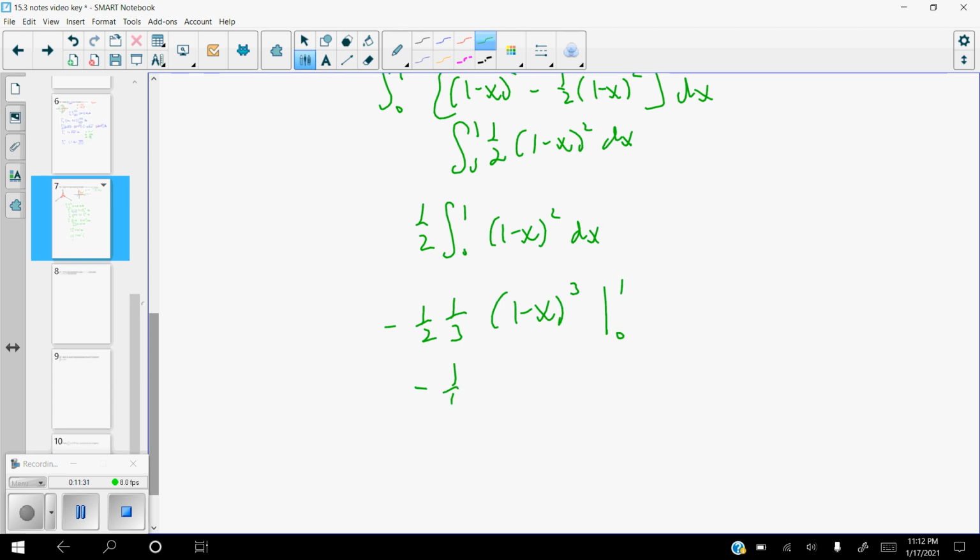So you're going to get -1/6 of, plugging in a 1, I get 1 minus 1, which is 0. Plugging in a 0, I get 1 to the 3rd power, which is 1. So ultimately, I get -1/6 times -1, which is 1/6. And there we go. So kind of a nice trick there.